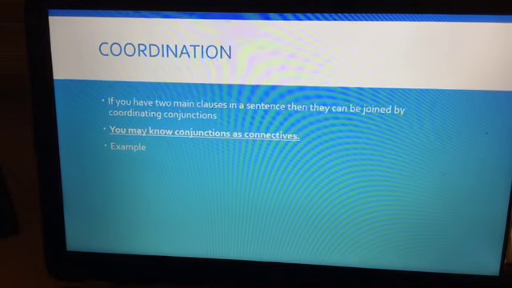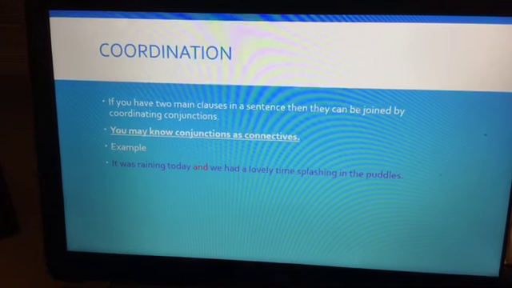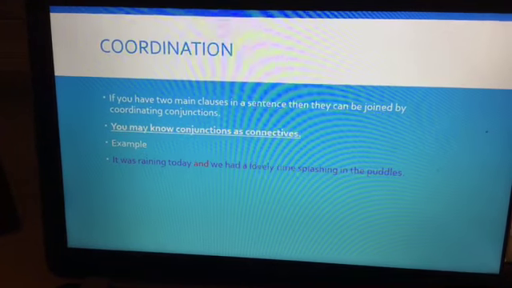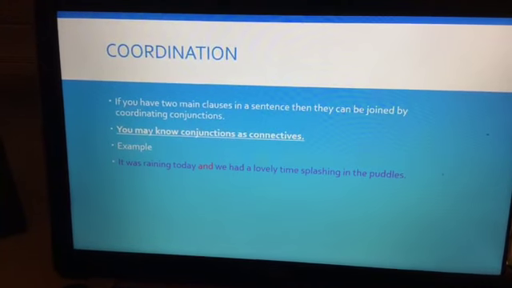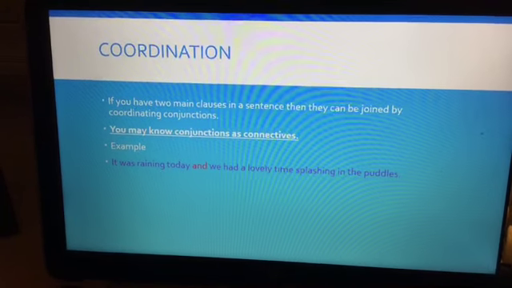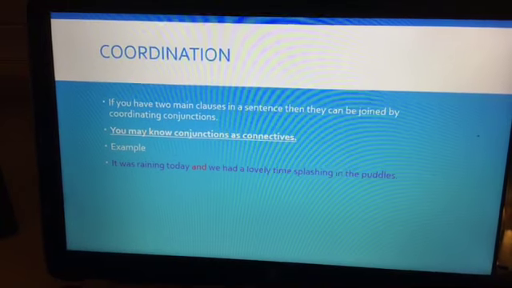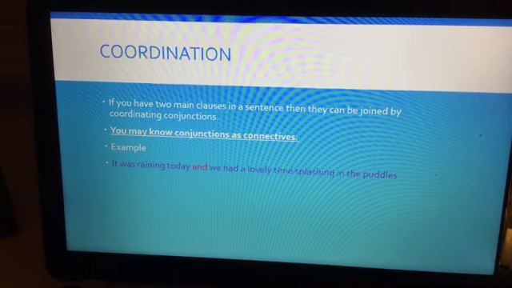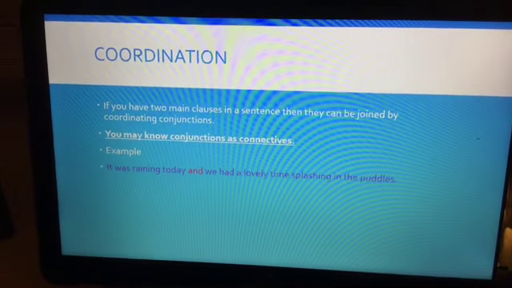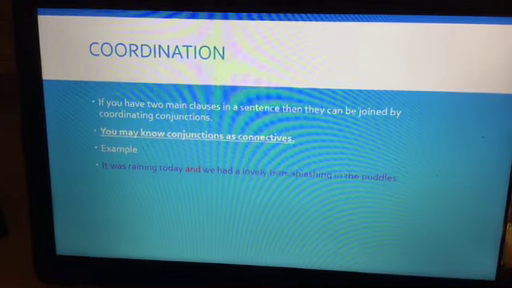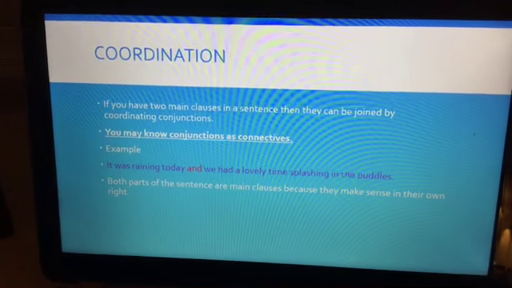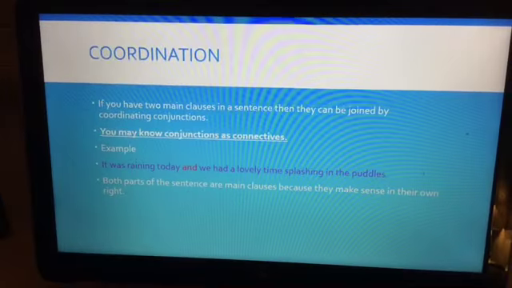So an example might be, it was raining today and we had a lovely time splashing in the puddles. "It was raining today" is a main clause. It can stand on its own as a sentence. And "we had a lovely time splashing in the puddles" is a main clause. It can stand on its own. But we've joined them together with a coordinating conjunction, and. It says both parts of the sentence are the main clause because they make sense in their own right.